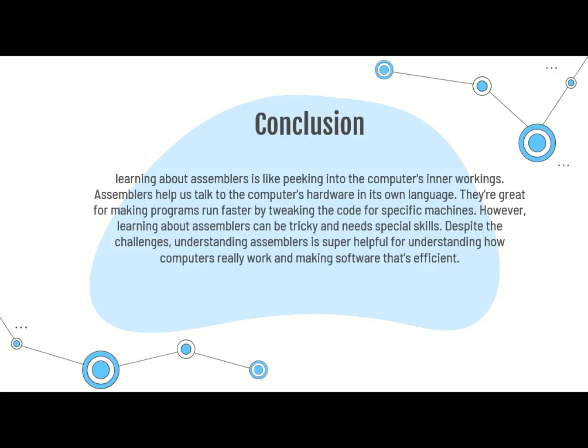Conclusion. So in conclusion, we understand how the process happens in the background, how the operating system interacts with the hardware, and which languages are used to optimize the interaction between hardware and software. And also how many applications this assembler or assembly language provides. Understanding the assembler is super useful for understanding how the computer really works and making software efficient.